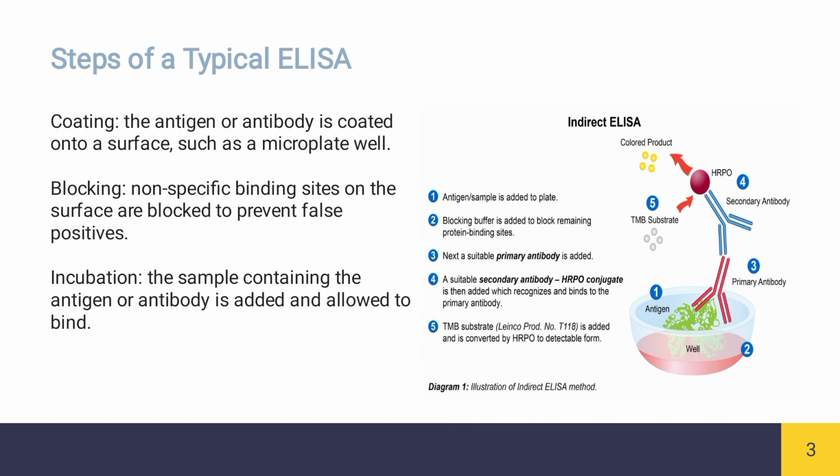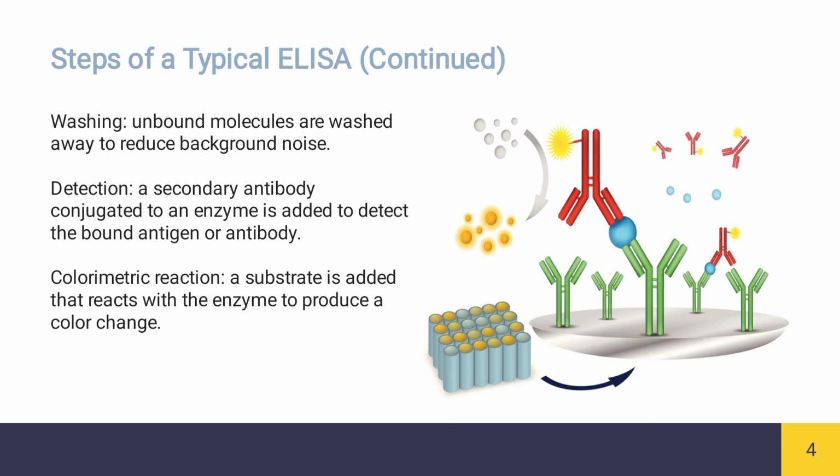Incubation. The samples containing the antigen or antibody are added and allowed to bind. Washing. Unbound molecules are washed away to reduce background noise. Detection. A secondary antibody conjugated to an enzyme is added to detect the bound antigen or antibody. Colorimetric reaction. A substrate is added that reacts with the enzyme to produce a color change.